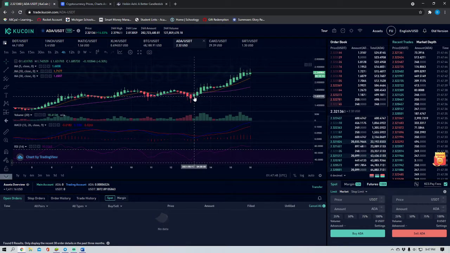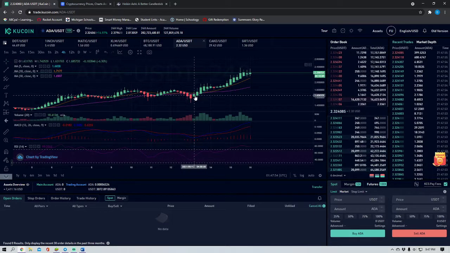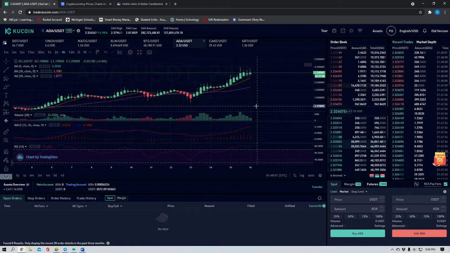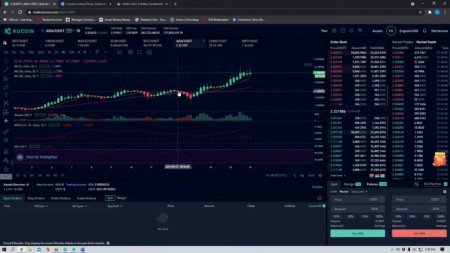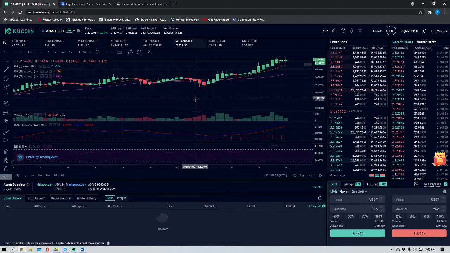Even if you look back here, the price was roughly $1.70. Right now it's at $2.30. So there has been a significant uptrend over the past week. You can also see the red candles here where it started a little downtrend.